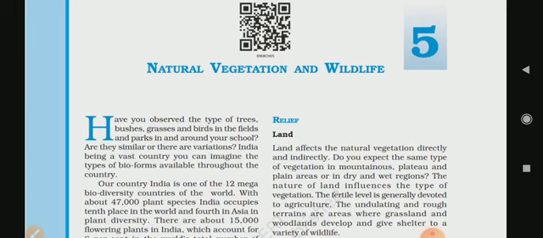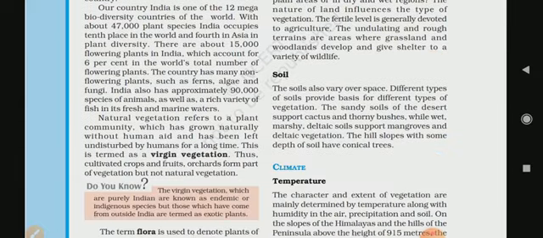But not all types of forests are natural vegetation, because there are times when forests are being developed. When a forest is developed by afforestation, social forestry, or any other means, then it cannot be called natural vegetation. It is a different thing, right?